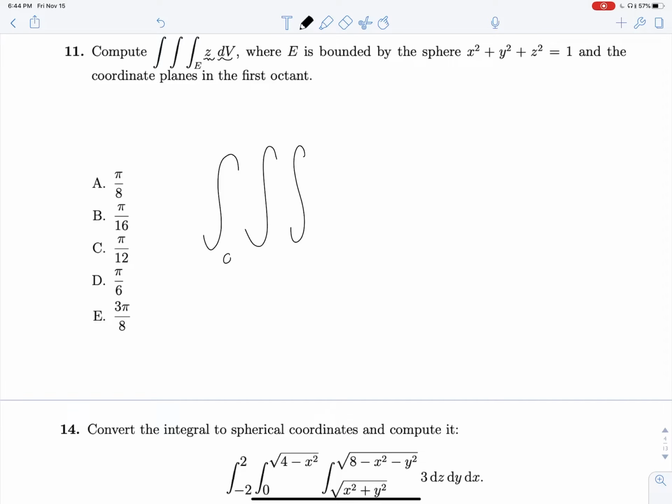We've done it before. 0 to pi over 2, 0 to pi over 2, 0 to 1, rho cubed sine phi cosine phi, d rho, d phi, d theta, and we're not dependent on theta in our integrand, so we can just change this to a pi over 2.